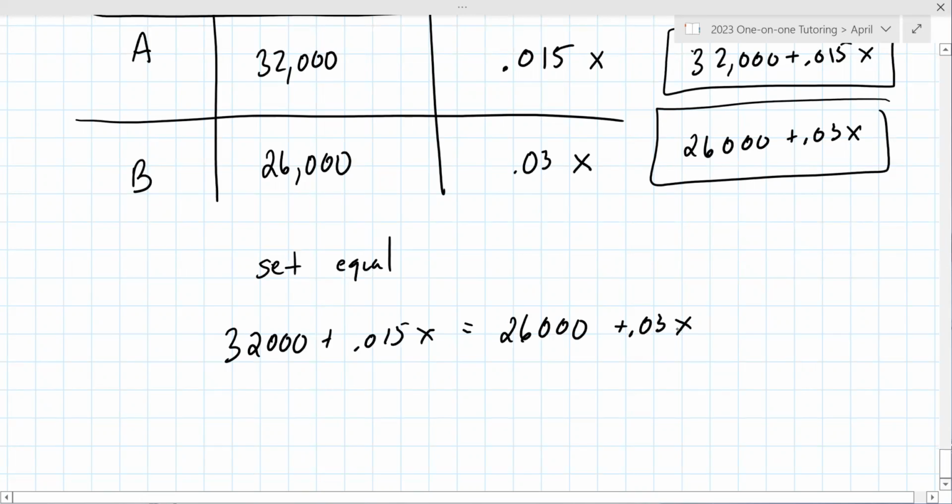You want to take an attempt here at solving this one? Yeah. So subtract 0.03, or I'll subtract 26,000 first.